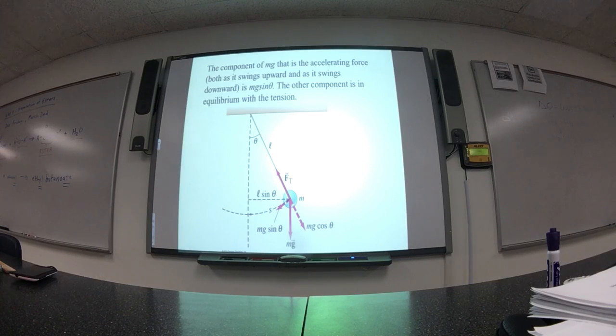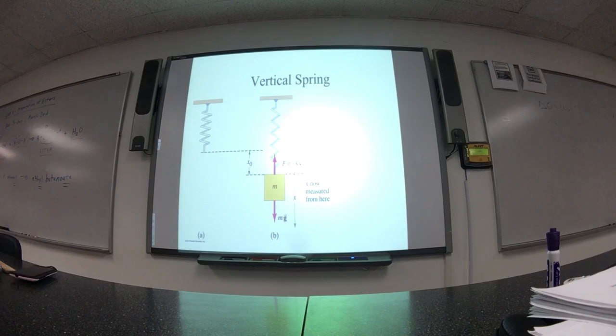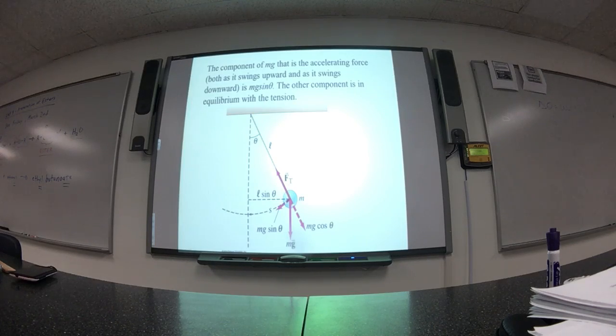You can ask yourself very quickly, mg sine theta does not look a lot like k delta x. Because what we needed was a force that is directly proportional to the distance away from equilibrium. Now, this is pointing towards equilibrium, which is good, right? It is good.